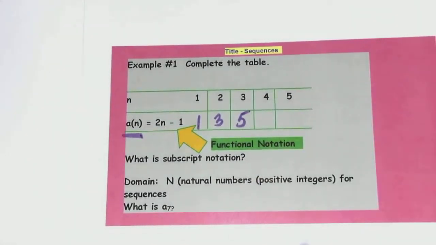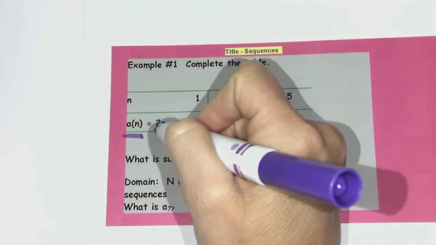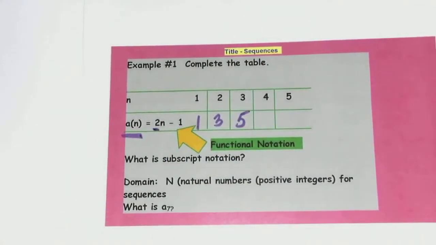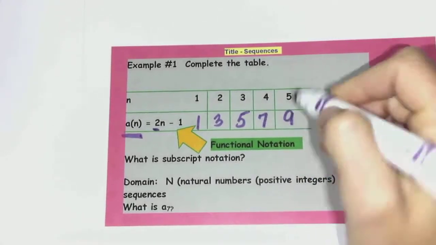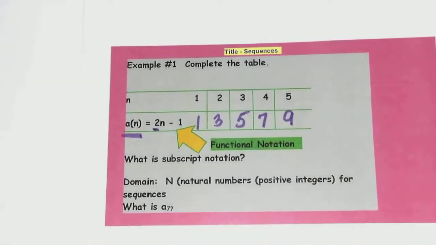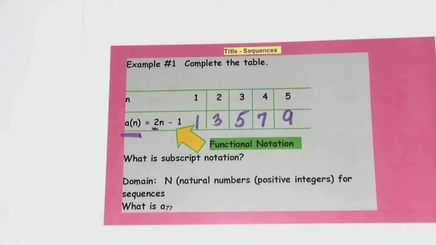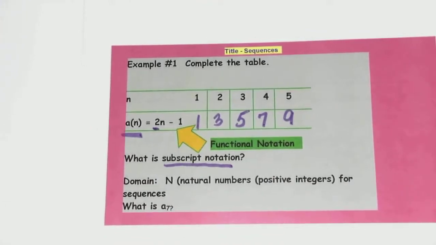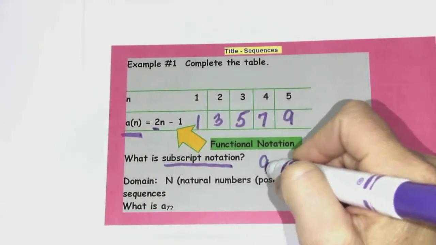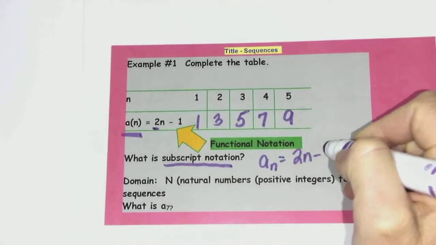But again, like all math, let's look for patterns. We notice that it's going up by 2 each time. This is arithmetic. It's adding 2 each time. So without even plugging it in, I can see that my other numbers would be like this. So this is functional notation, or function notation. We use in pre-calc what's called subscript notation. So we will write a sub n equals 2n minus 1.